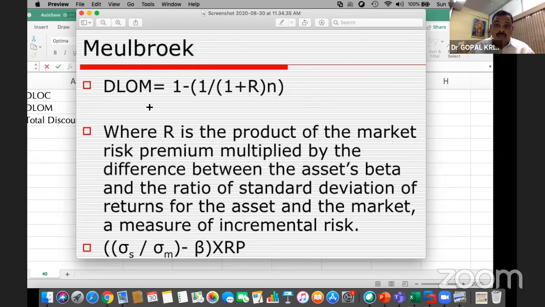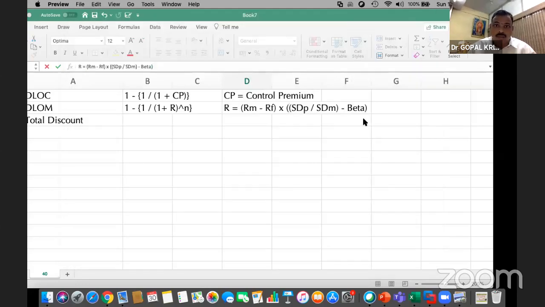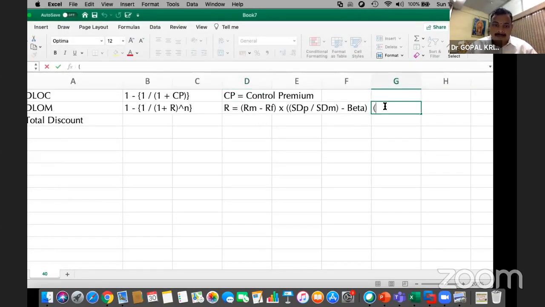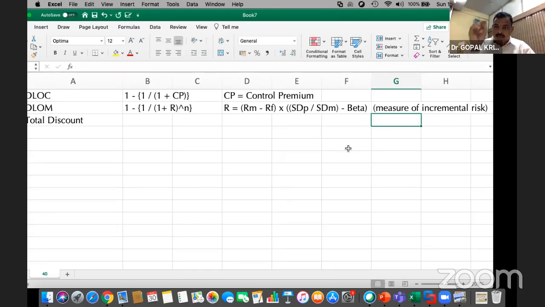So this is a measure of incremental risk. Please note this down, it is an exam question, where R is the product of the market risk premium multiplied by the difference between the asset's beta and the ratio of the standard deviation of the return for the market and the asset, a measure of incremental risk. You will get options like this: DLOM is a measure of A, incremental risk, B, interest risk, C, market risk, D, maybe business risk. Generally everybody will pick only market risk, which is wrong. Please note down this exam question.